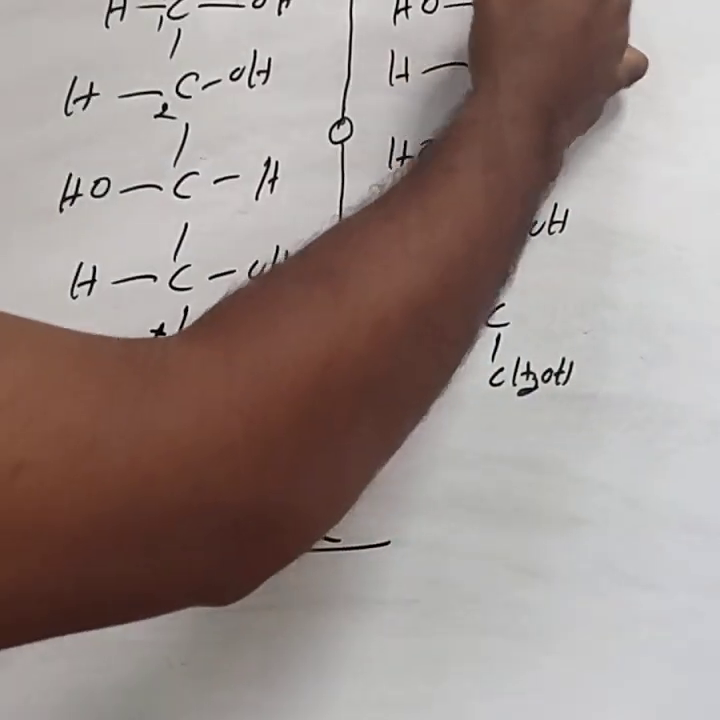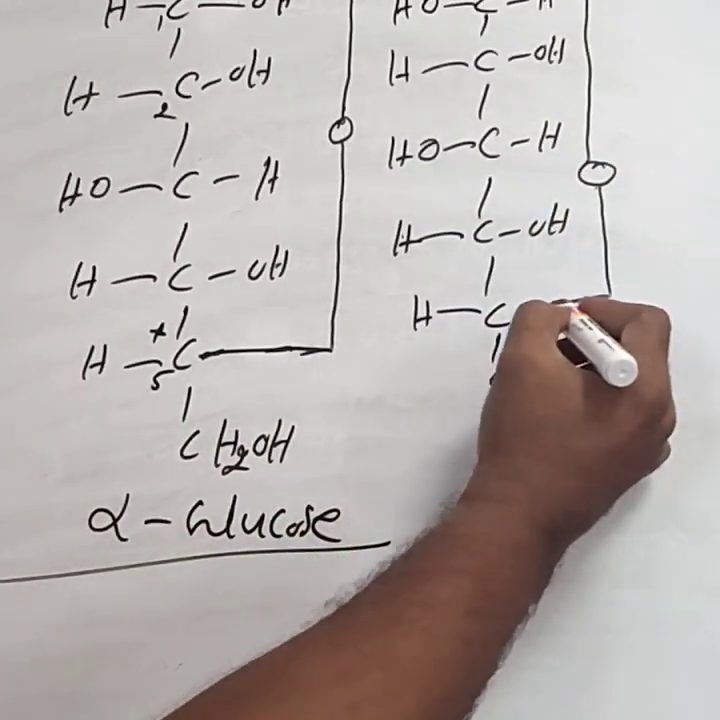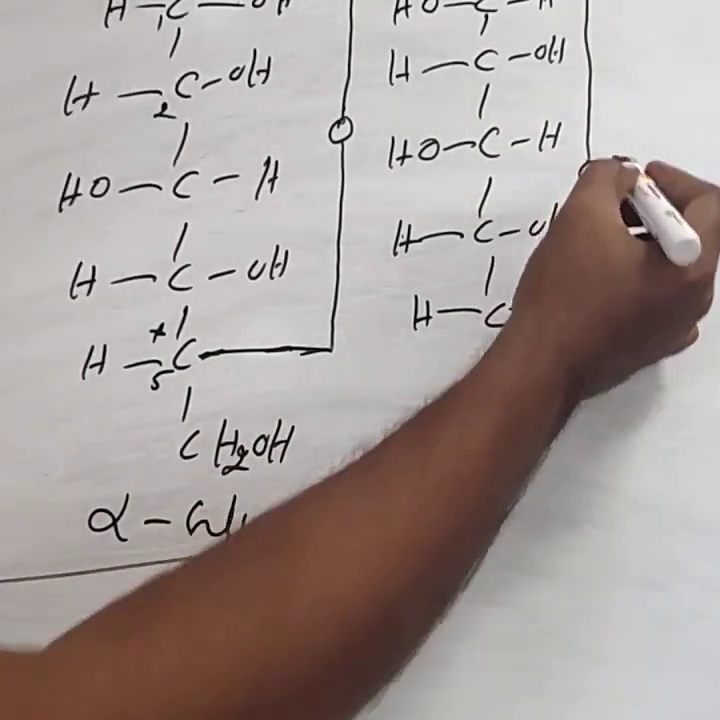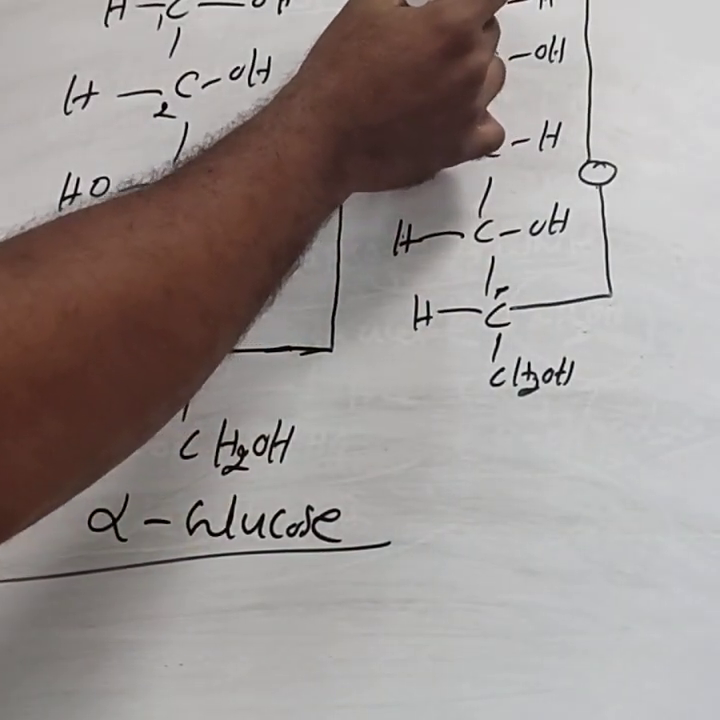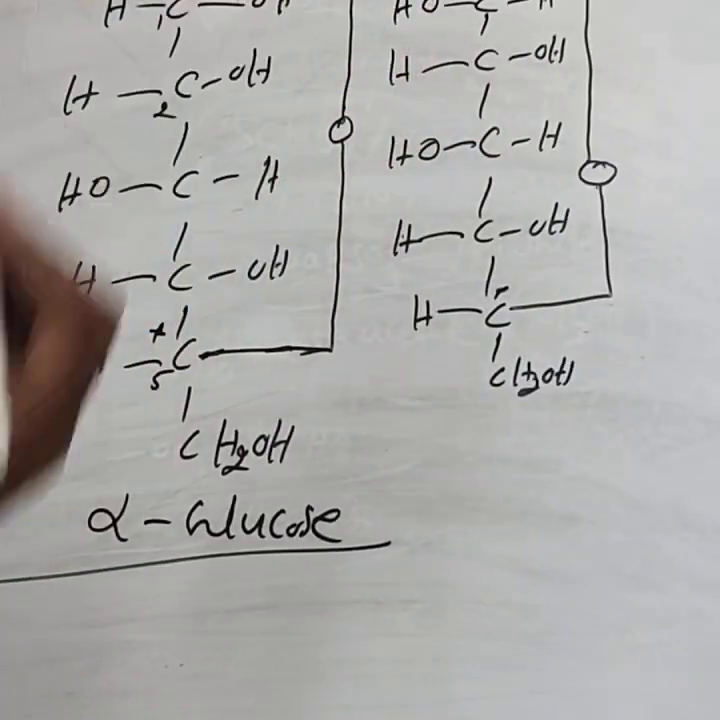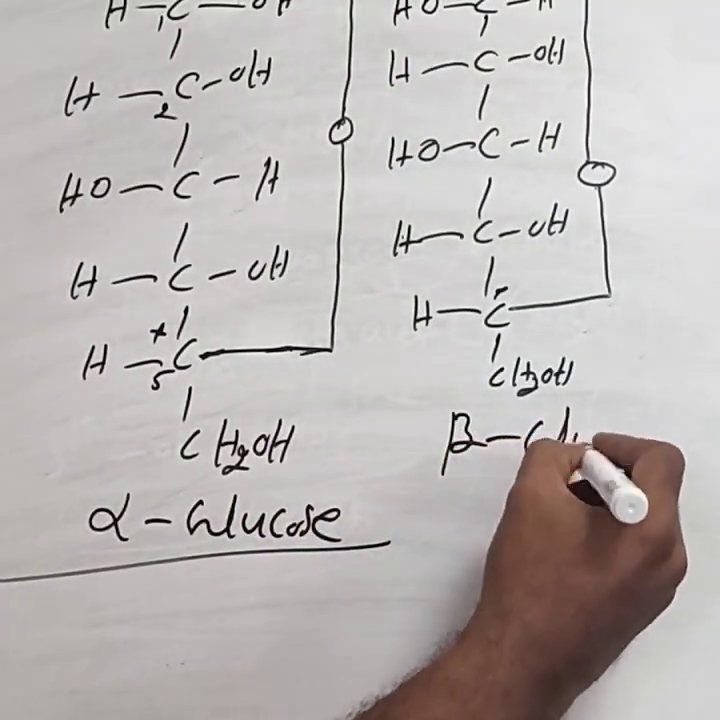The first carbon atom and the fifth carbon atom are joined by the oxygen atom. That is the glycosidic linkage. This is the anomeric carbon. If on the anomeric carbon atom the OH is on the left hand side, then it is called beta glucose.